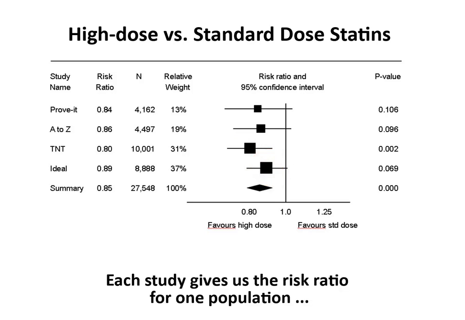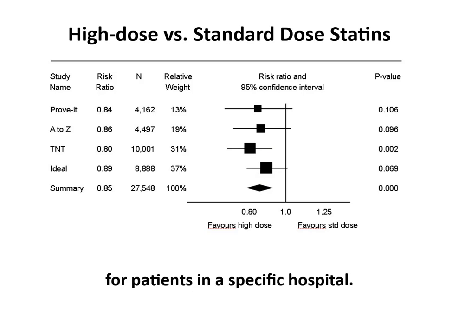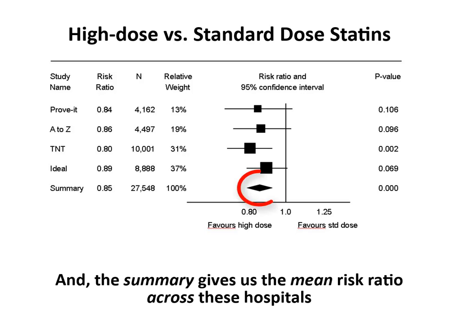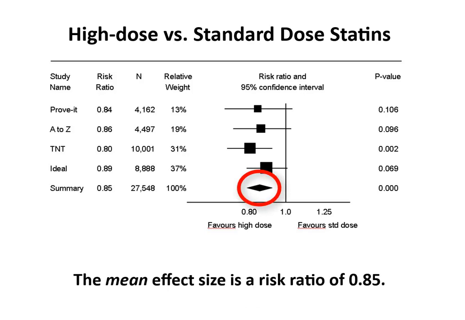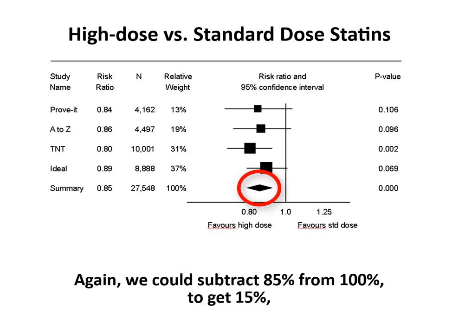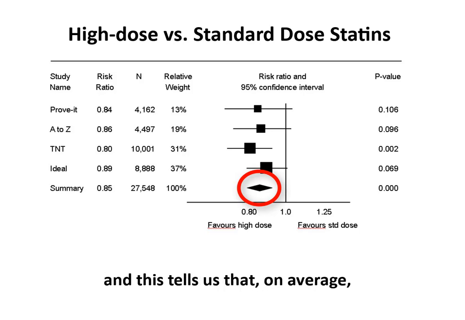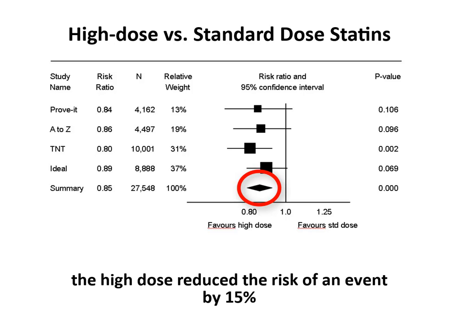Each study gives us the risk ratio for one population, the patients in a specific hospital. And the summary gives us the mean risk ratio across these hospitals. The mean effect size is a risk ratio of 0.85. Again, we can subtract 85% from 100% to get 15%. And this tells us that, on average, the high dose reduced the risk of an event by 15%.